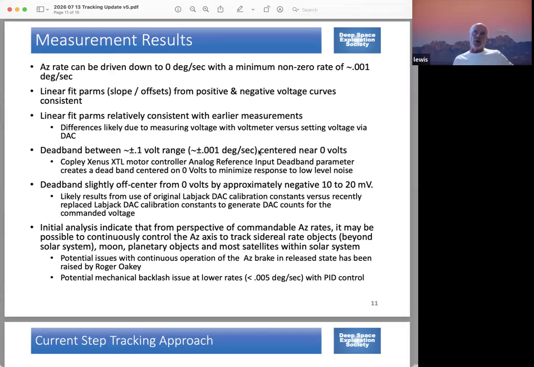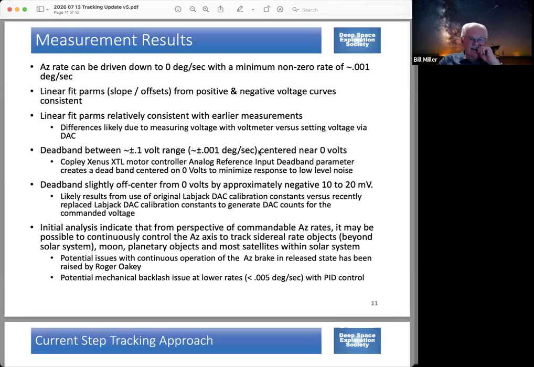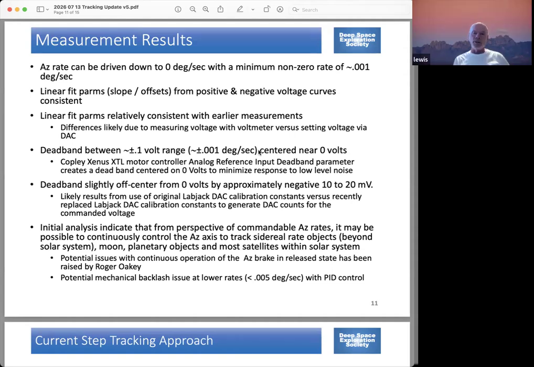What I had hoped for is you could command it to 0 rates and not hit the brakes. But you can't do that in the elevation. We think you can do it on the azimuth. It's something that we kind of need to confirm, but because the azimuth can go down to really slow rates, or even 0, we can command it to 0 and it'll go to 0 without firing the brakes. So that's kind of the difference between AZ and EL.